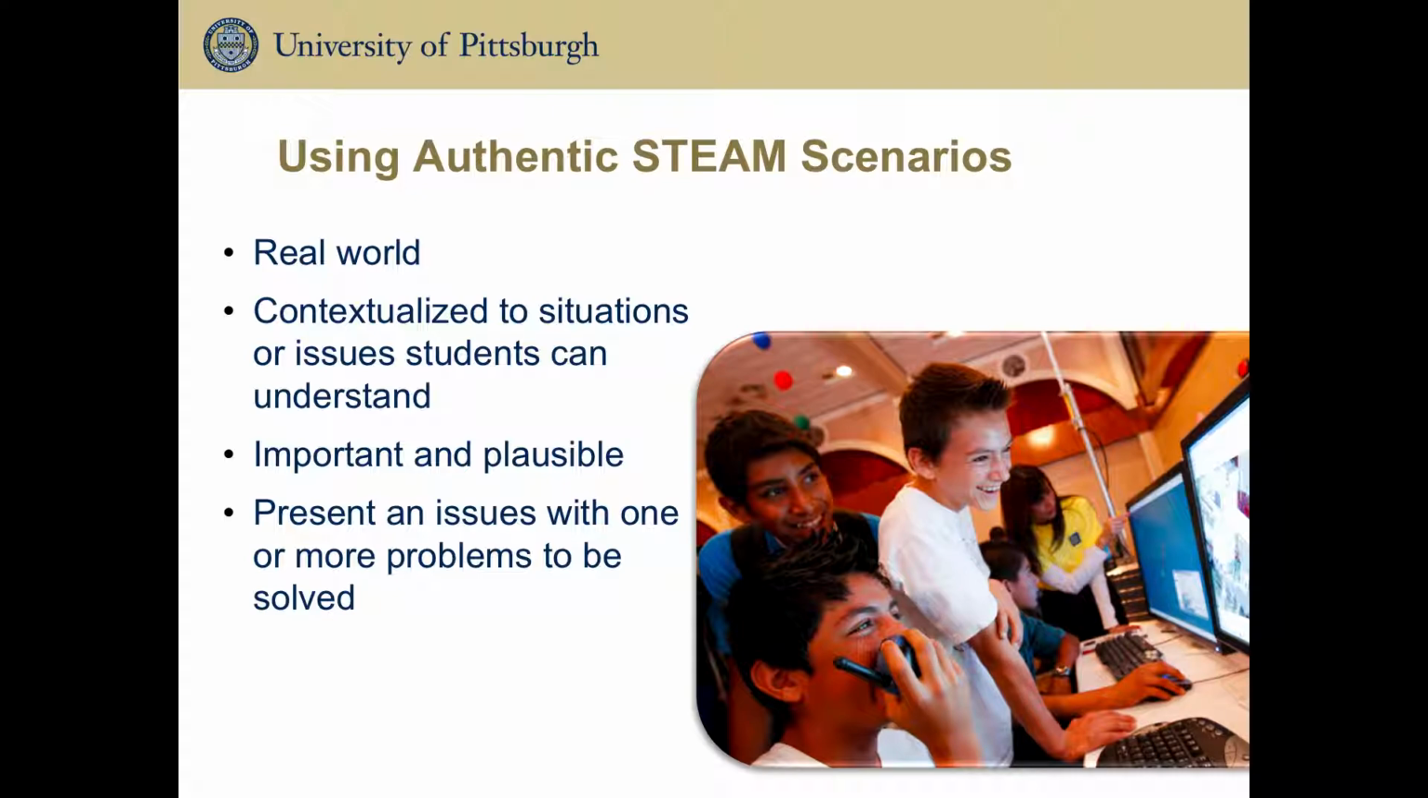It needs to be both important and plausible. The plausible component is really critical, especially as kids get older. They'll understand if a problem can really be solved by them or if it's something that you just posed. And it should present an issue with one or more problems to be solved. So this is not just having one solution at the end, but that there are multiple ways to solve the problem. This really helps to make it authentic because all real-world problems have multiple ways to solve them.